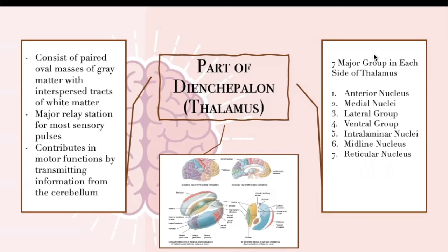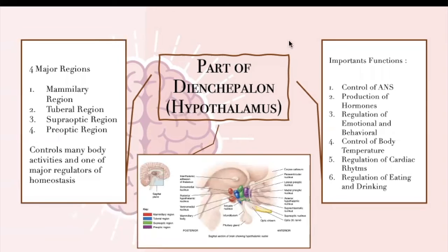Next, the second part of the diencephalon is the hypothalamus. There are four major regions. The first one is the mammillary region, and the second one is the tuberal region. The third is the supraoptic region. The fourth is the preoptic region.